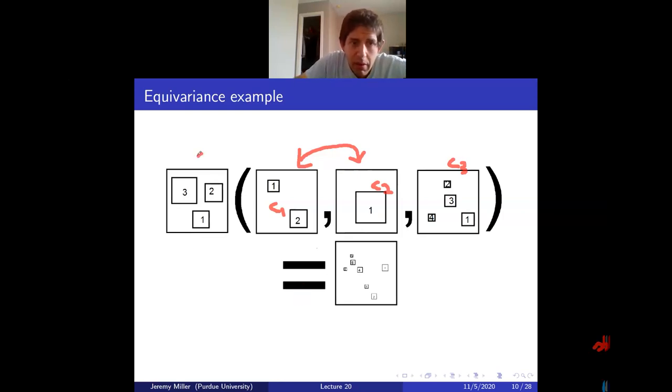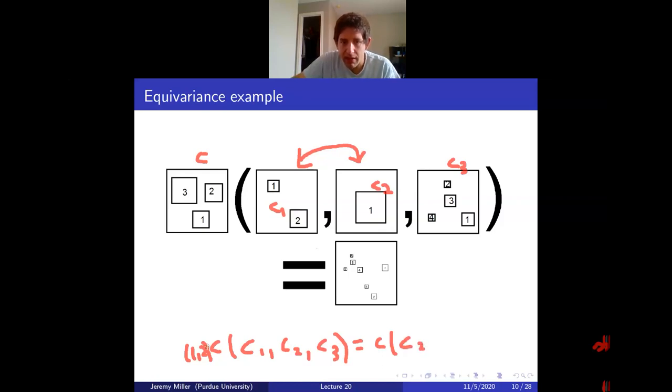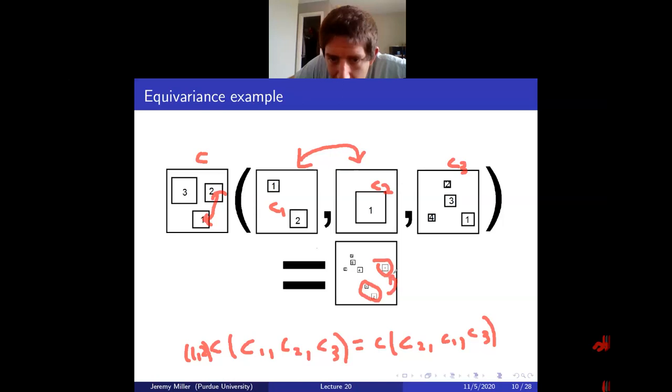Okay, so maybe I'll call this cube C. So we're looking at C of C1, C2, C3. If we let 1, 2 act on this C, that's the same thing as just having C act, but then you let the permutation act on the order. So if you do this swap, it's like you swapped these two labels. Ignore the output, which I guess has the effect of swapping these two pictures.